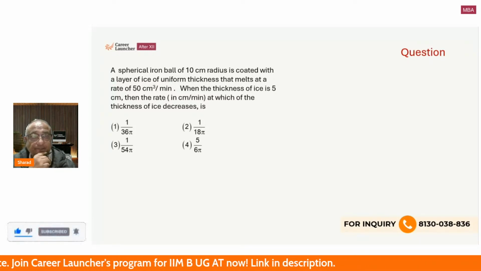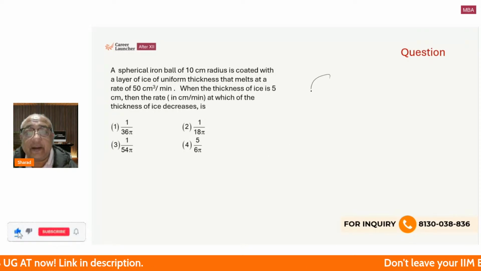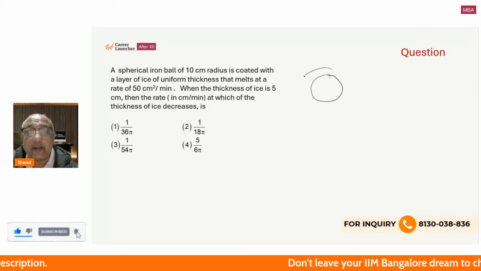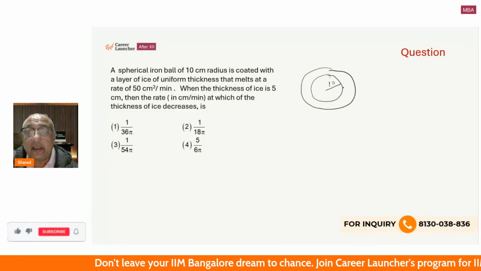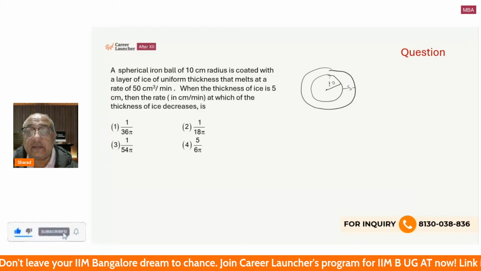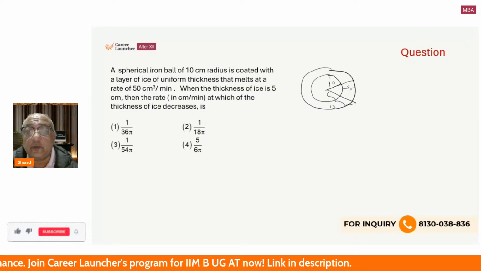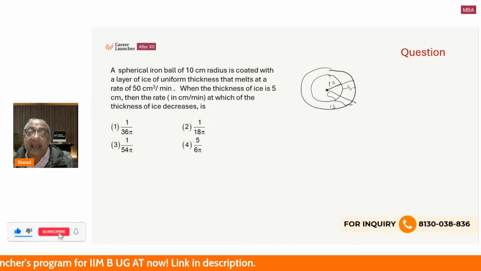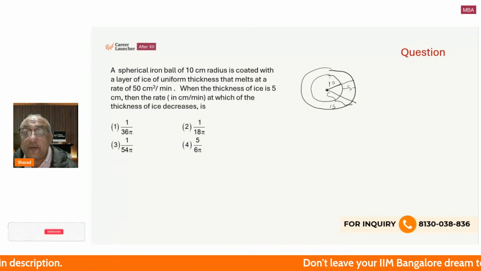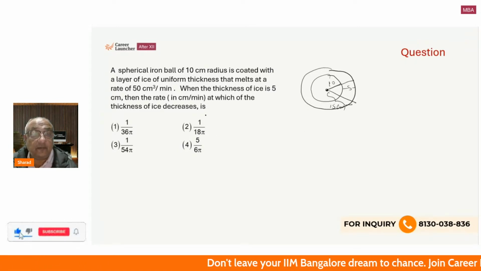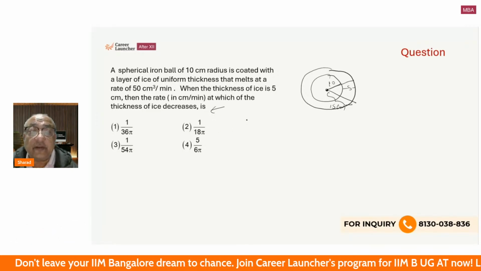What does it say? A spherical iron ball of 10 centimeter radius is coated with 5 centimeter of ice. So this is 10 and this is 5. So what is the total? Total value is equal to 15. So ice plus iron ball have a total radius of 15 centimeter.